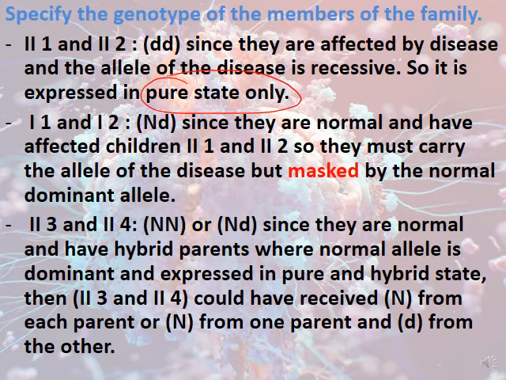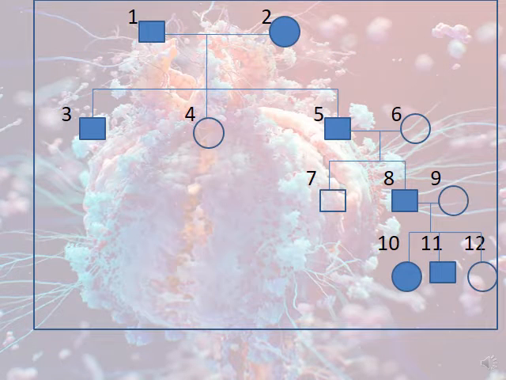2-3 and 2-4 are either N N or N D. I can't know this, since they are normal and they have hybrid parents, whether the allele is expressed in both homozygous and heterozygous.